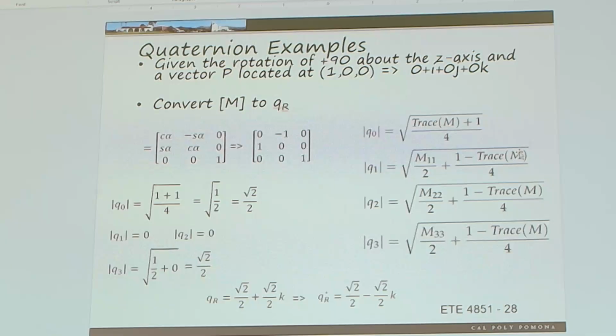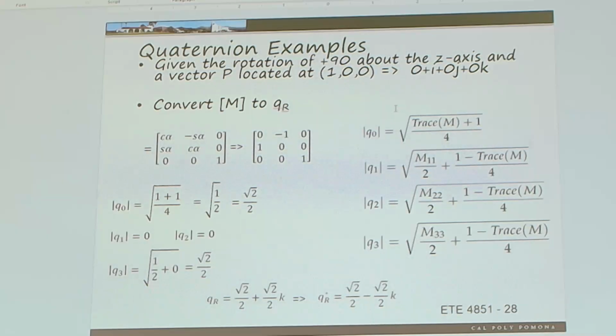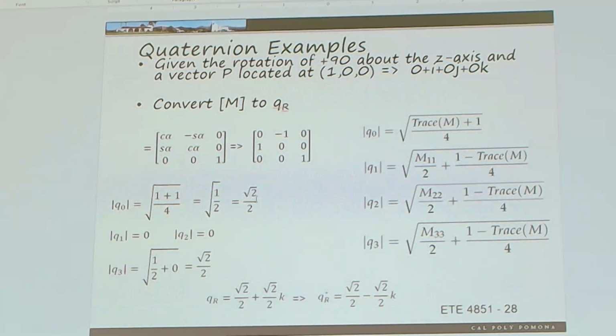And so if we want to do a rotation of 90 degrees about the z-axis with a p vector located at 1, 0, 0, this is what we're going to have, right? That's the expression of the quaternion. So if we want to convert that matrix to some quaternion, this is the matrix that we have right here. So this is my rotation matrix, 90 degrees about z. This becomes my quaternion. These are equivalents. So I just put the values in here, solve for Q0, Q1, Q2, and Q3. And this is what I'm going to get. Radical 2 over 2, 0 and 0. And then Q3 is radical 2 over 2.